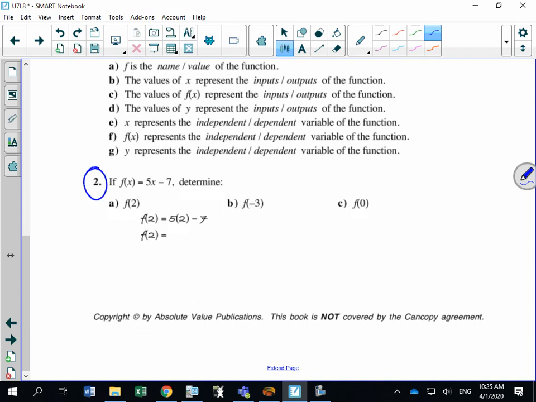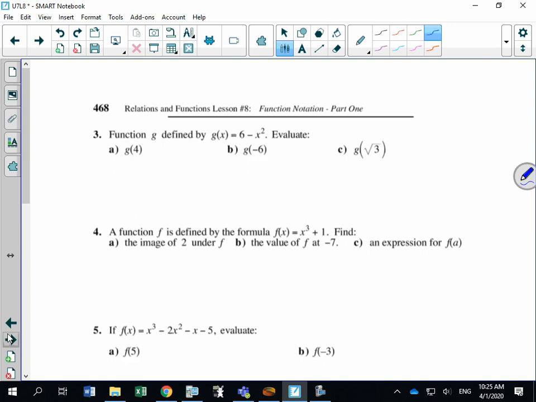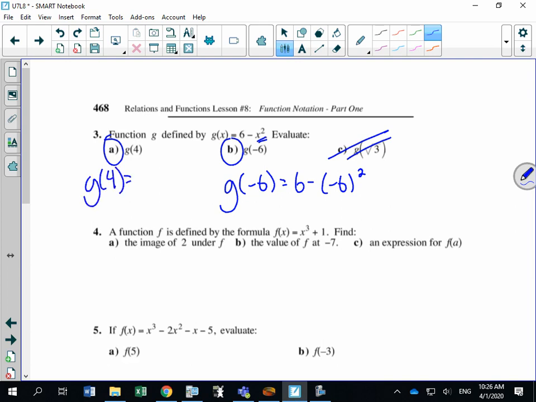2, so 2 should be nice and simple, right? Here's our function, and I want you to input 2, input negative 3, and input 0. Remember, these are all my x values. And what would the corresponding y values be? So do number 2 right now. Then you could do number 3, A and B only. So again, instead of writing f of x, they're just saying g of x. Evaluate when x is 4, so put in a 4 there, and negative 6. So g of negative 6 is equal to 6 minus, that negative 6 has to go in a bracket, and you square it. Evaluate that. g at 4 is 6 minus 4 in a bracket squared. So evaluate those.